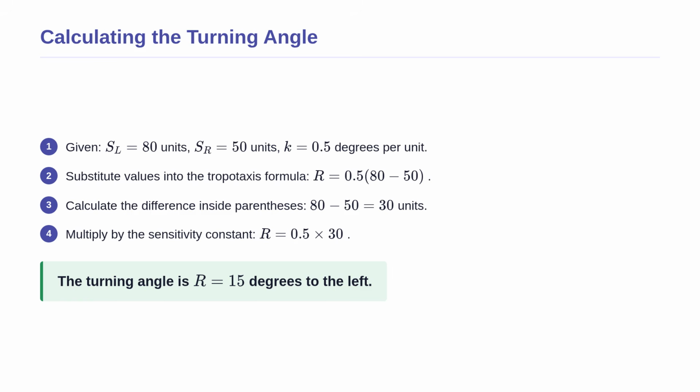We start by substituting our values into the tropotaxis formula. Subtracting 50 from 80 gives us a difference of 30 units, meaning the left side has a stronger stimulus. Multiplying this 30 by the constant 0.5 gives us 15. Because the value is positive, the beetle will turn exactly 15 degrees to the left, guiding it directly toward its food.